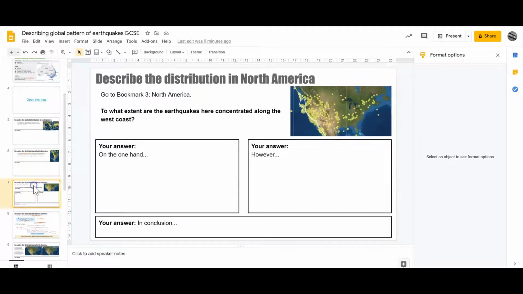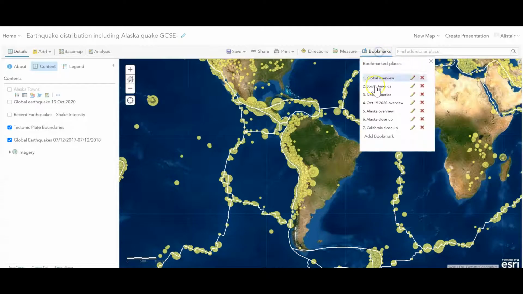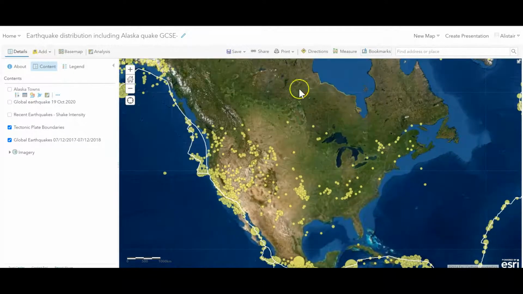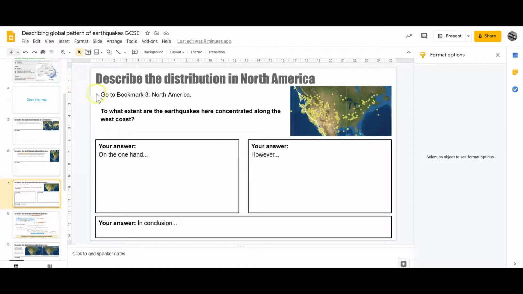Okay, let's move on to the next one. Now, we're going to go up this time to North America. Go to bookmark 3, North America. Here we go, the bookmarks, number 3, North America. And we're going to start off with this question here: to what extent are earthquakes here concentrated along the west coast?